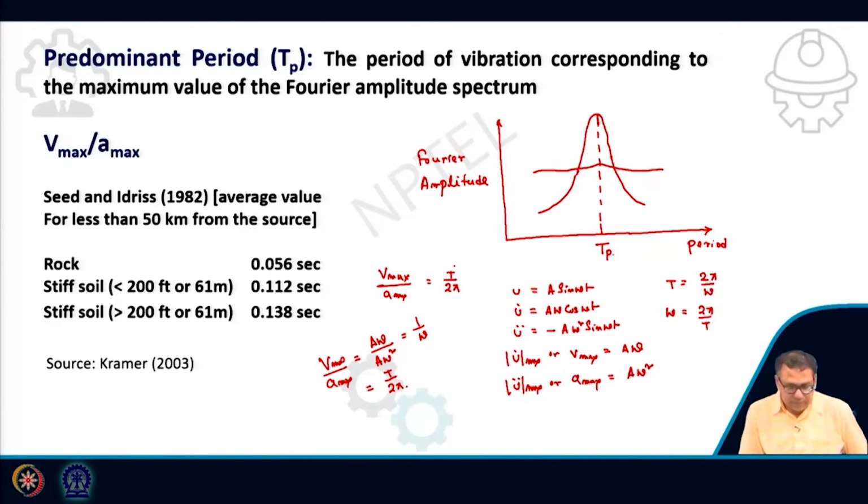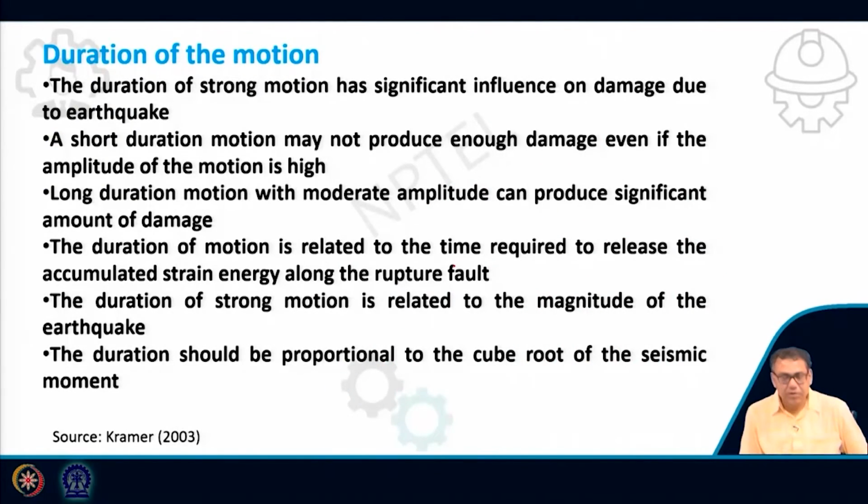So now the next one is the duration of the motion. That is also an important parameter. I have discussed there are three parameters: the amplitude parameters, the frequency content parameters, and the last one is the duration of motion. The major amplitude parameters are acceleration, displacement, and velocity. In frequency content parameters, we have discussed the Fourier spectra, power spectra, and response spectra. And now the duration of the motion.